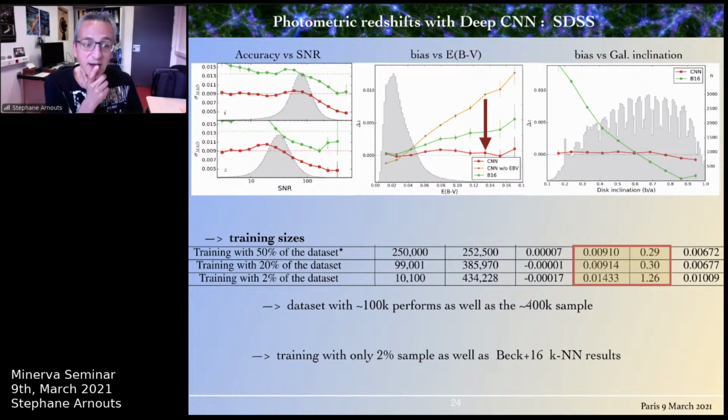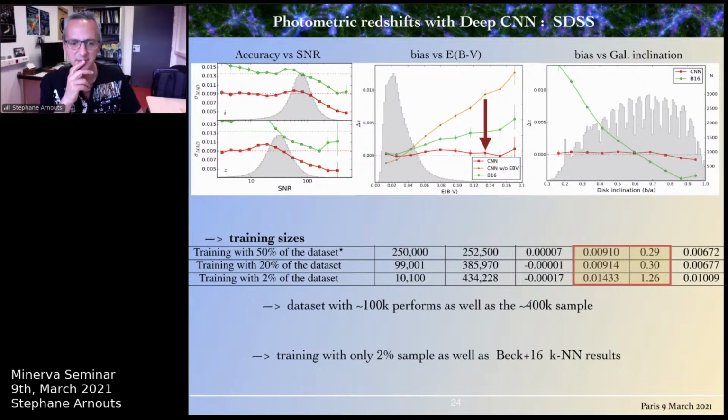One other important ingredient is the size of the training set. So we cut the size of the training set by 2, by 5, and by 50. And at the end, the results are shown in the red square. And you can see that up to 20% of the sample size, if you only use 20% of the sample size, the sigma is almost the same. So which is pretty good.